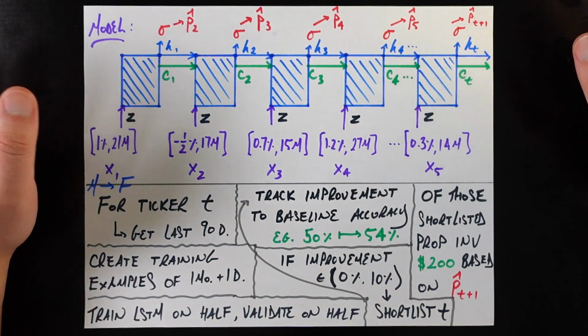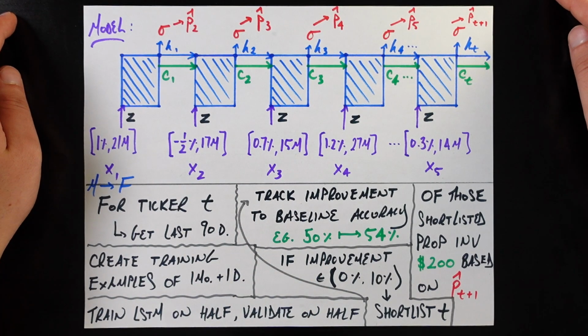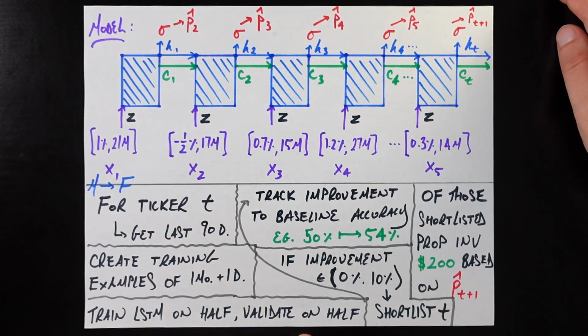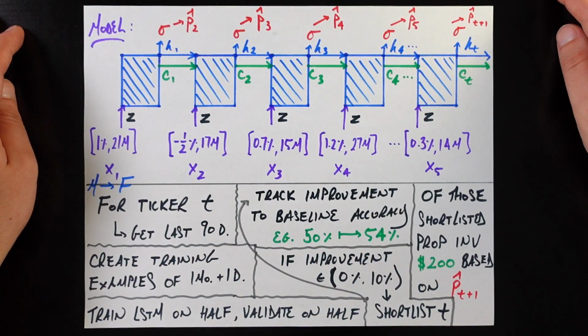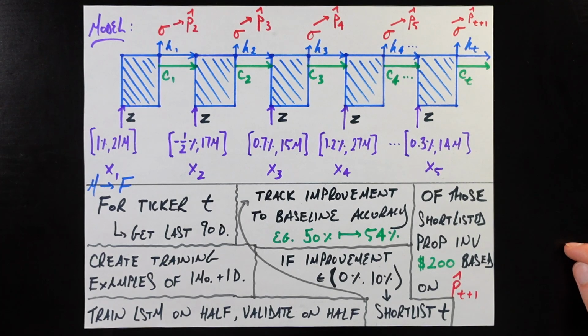So for example, let's say the baseline accuracy is 50% for a given stock. You could basically just say it's going to grow the next day or it's not going to grow the next day, and that'll give you a 50% accuracy. Now let's say that using this LSTM gives you a 54% accuracy. And so that would be an improvement on the baseline accuracy, by 4%.